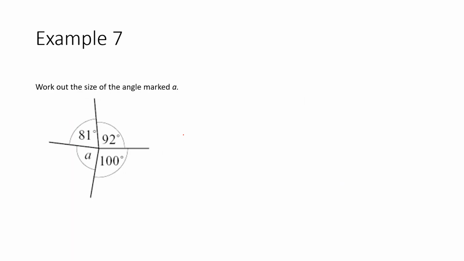Next example, so here we're talking about a full turn. So remember, when we have a full turn, it's equal to 360 degrees. So work out the size of angle marked A. So we have one angle here marked A, and we're given the other 3. So it's split up into 4 sectors. We've got 81 degrees, 92 degrees, 100 degrees, and the value of A, which we're going to find out.